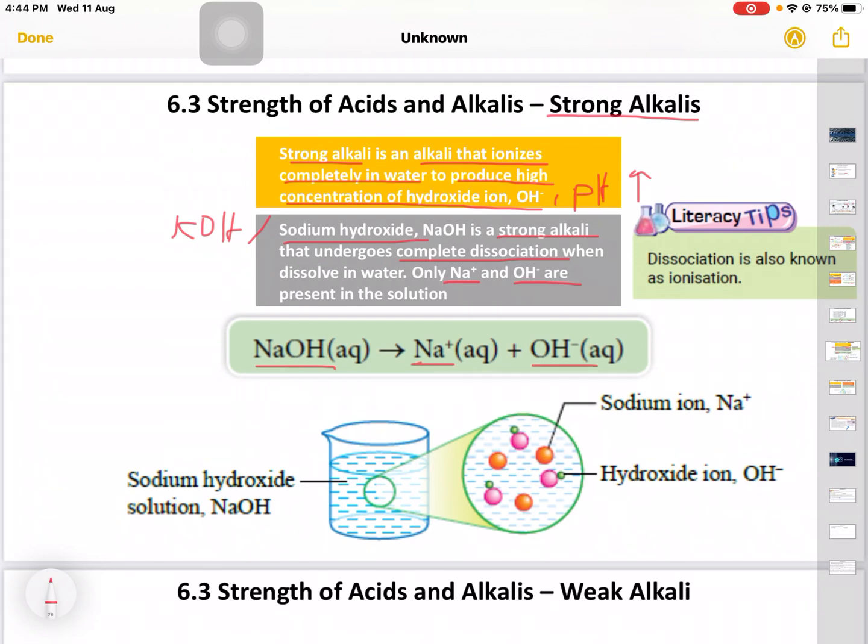Okay, look at this diagram. Here we have sodium hydroxide solution. After ionization completely occurs, we find sodium ion and hydroxide ion, and there are no more NaOH molecules. So this means the ionization occurs completely.